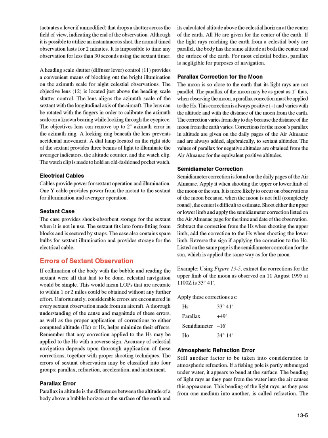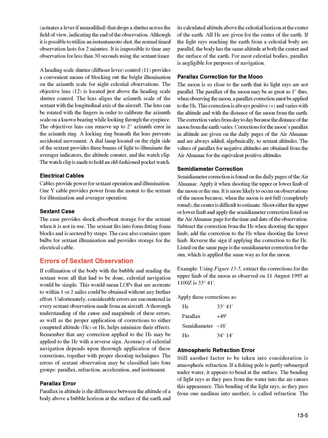The cable provides power from the mount to the sextant for illumination and averager operation. Sextant case. The case provides shock-absorbent storage for the sextant when it is not in use. The sextant fits into form-fitting foam blocks and is secured by straps. The case also contains spare bulbs for sextant illumination and provides storage for the electrical cable.